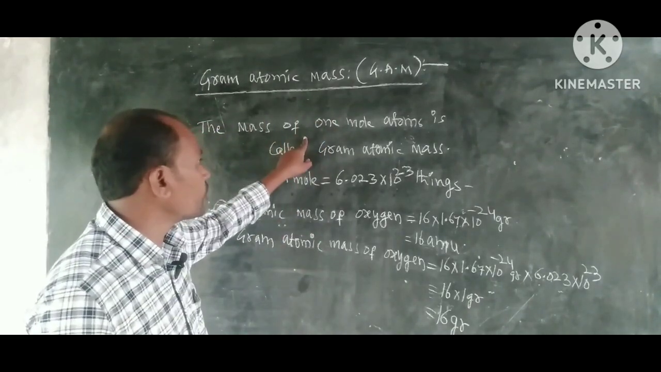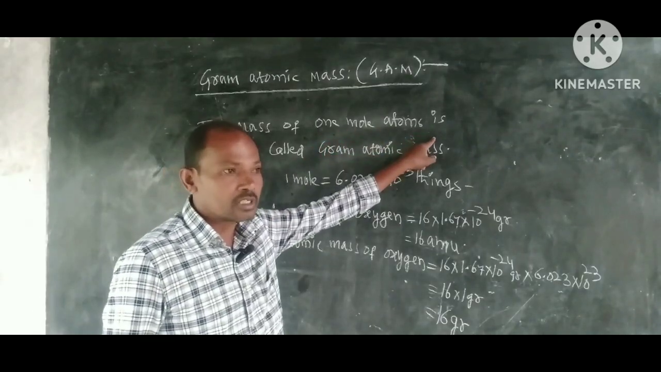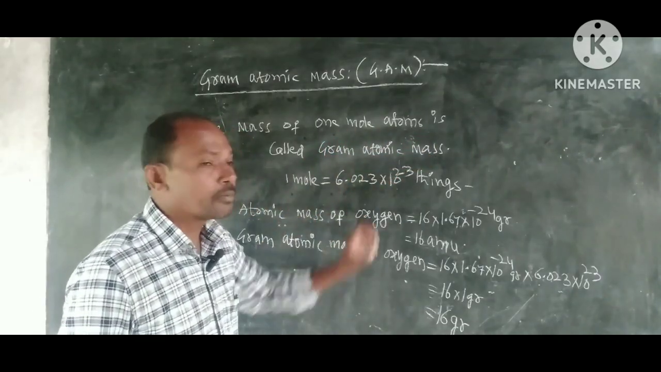The mass of 1 mole of atoms, so that is called gram atomic mass.